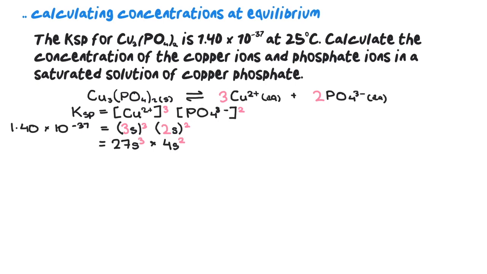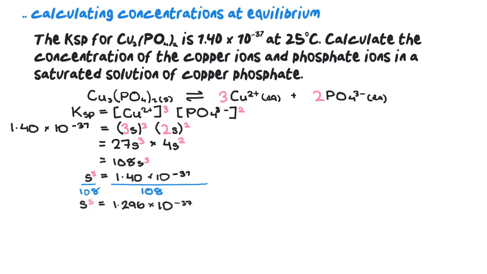Now we simplify it a bit more, which gives us this. Divide both sides by 108 to isolate the unknown. Take the fifth root of both sides, not really sure what you call it, to further isolate S, which gives us this. Now we can use stoichiometry to determine the individual concentrations of our products.